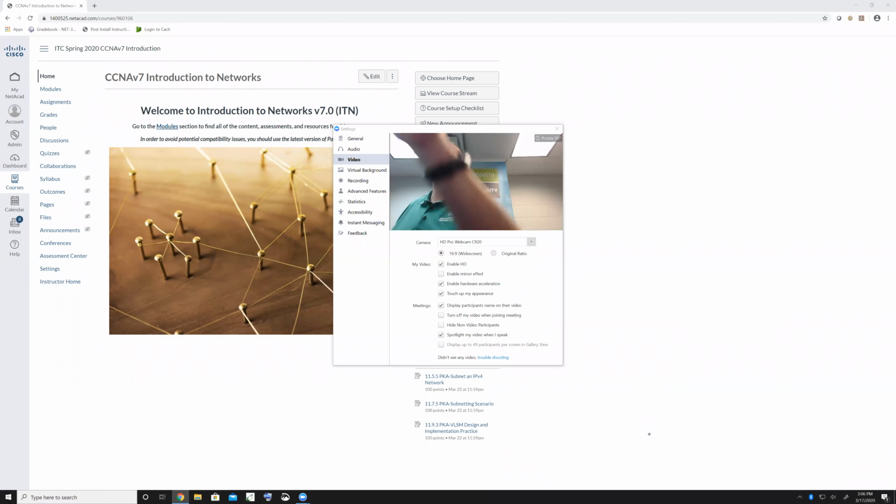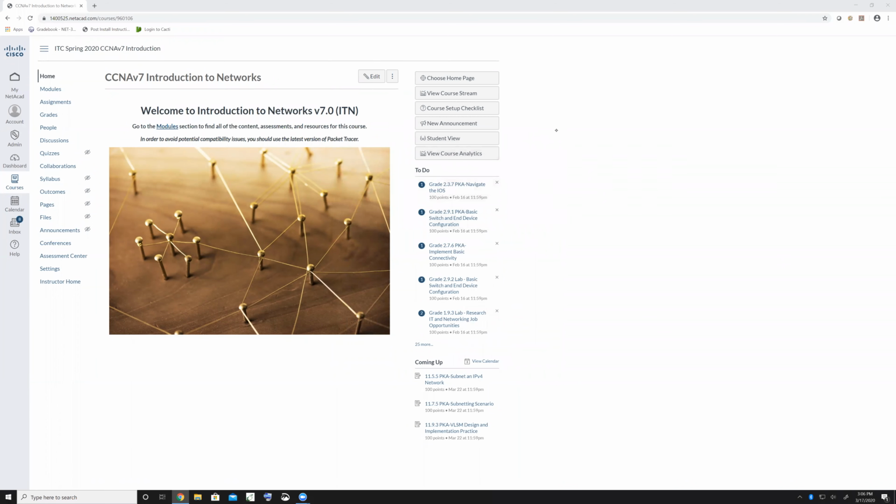record on this computer, which I really would like to record on a different one, but we're already recording here. So we are recording. All right, so welcome to our Introduction to Networks.